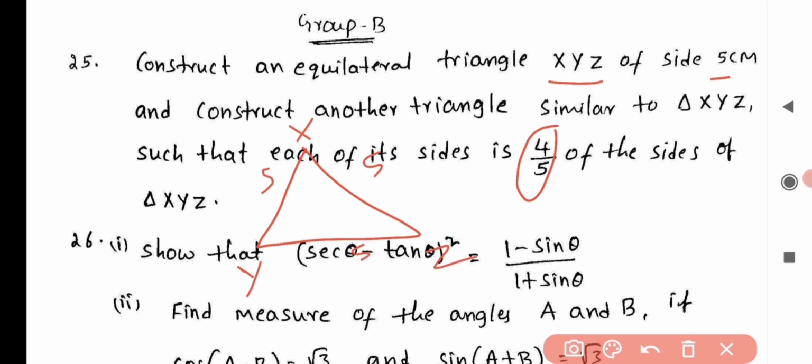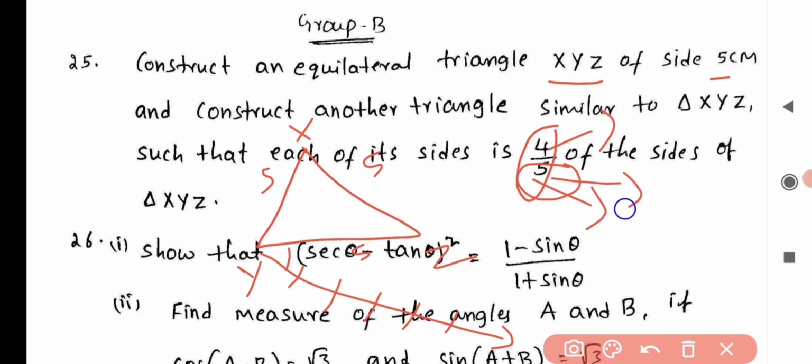So at Y you draw one acute angle. Acute angle means less than 90 and above 0, so any angle here. Next, here 4 by 5 is a proper fraction, so the highest value is 5. So you take 5 equal arcs: 1, 2, 3, 4, 5. These total 5 arcs are equal. Here the numerator is 4 and the denominator is 5.